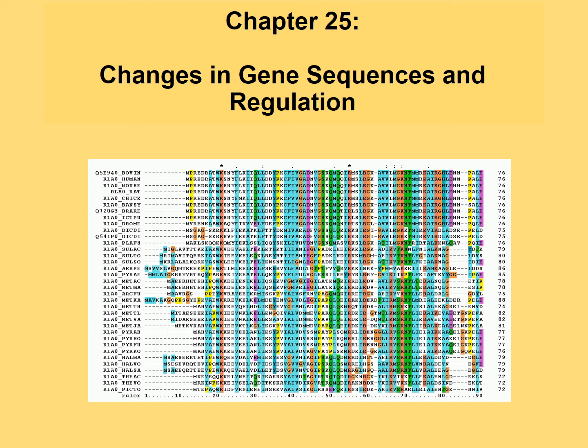All right, in this segment from chapter 25, we're going to talk about genes and how changes in the gene sequences can result in changes in gene regulation. All of this can result in different structures being generated in organisms and creating different morphologies.